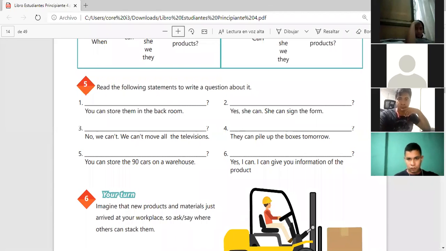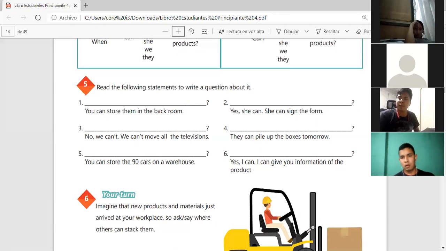What is the question? Can we move all the televisions? No, we can't. We can't move all the televisions. Good. Number four, Melvin. It says they can pile up the boxes tomorrow.